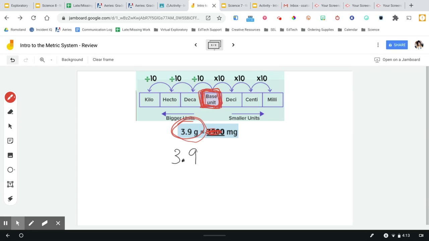I want to end up with the unit milligrams. So milli, aha, milli is right over here. There is milli. That is where I want to end up. So again, we're starting at the base unit here, and I'm going to count the number of jumps it takes to get to milli. 1, 2, 3. Try that again. 1, 2, 3. So I jumped 3 times to the right to get from the base unit to milli.